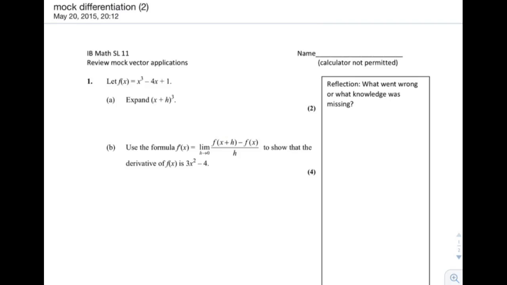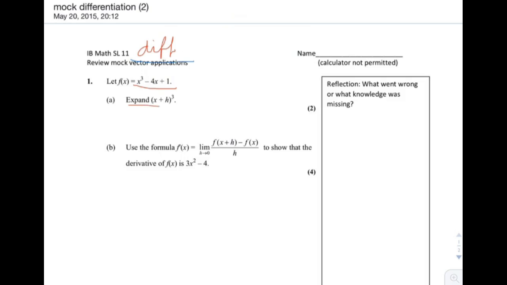Okay, the solutions for the review mock exam. It says vector applications, but actually it's differentiation, right? Differentiation. Okay. So first they give you a function, an x cubed function. It's going to give you a hint.